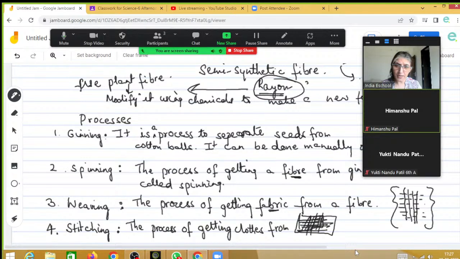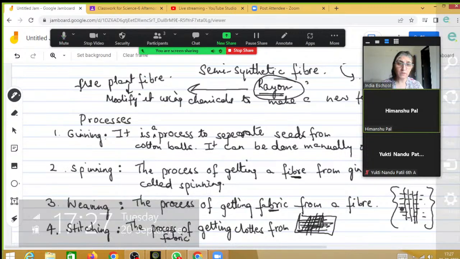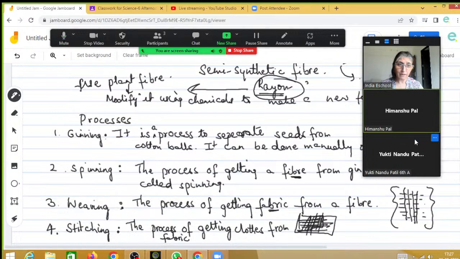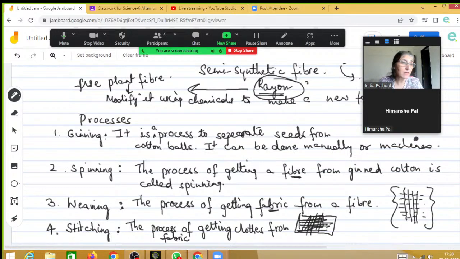Yukti, can you hear me or not? Yukti, can you hear me? She's connecting, I think. Ma'am, your voice is breaking. You leave the class and then join again. I think the problem is with you, because Himanshu, you can hear properly? Yes. Okay, good.